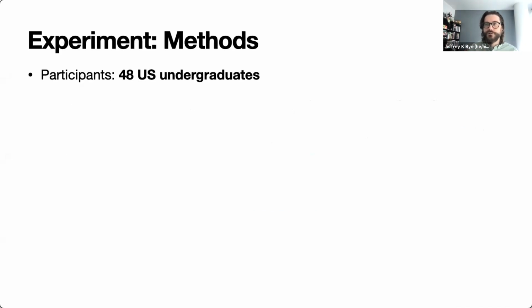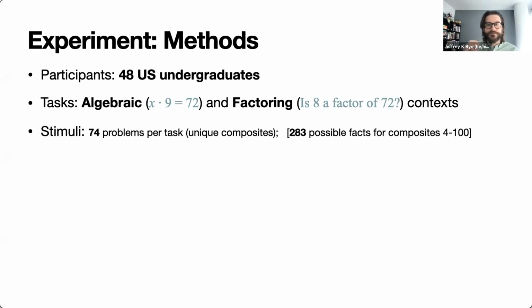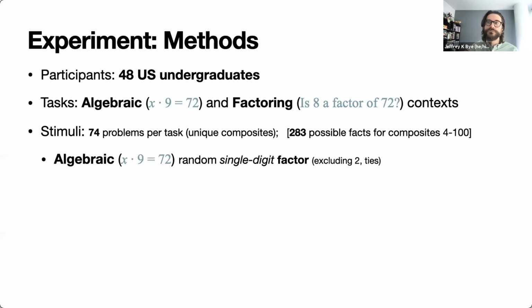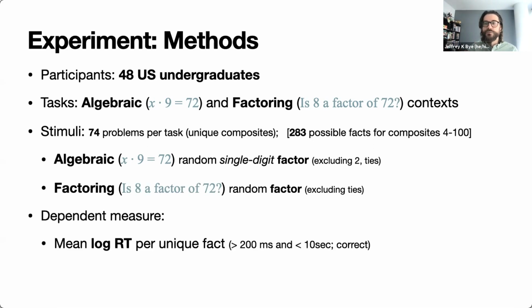To do this, we recruited 48 undergraduate participants, and we had them complete these tasks. Both tasks, the algebraic task and the factoring task, were counterbalanced for order. There's a total of 74 unique problems per task for the 74 composite numbers. In the algebraic task, each participant receives a random single-digit factor question. For the factoring task, they receive just a random factor for each of the composite numbers. Our dependent measure is the mean log RT, to adjust for skew, for each unique fact for correct trials only that are answered in less than 10 seconds.